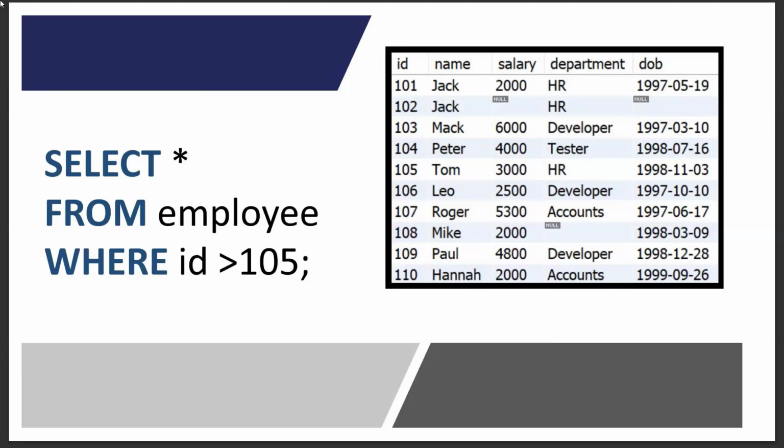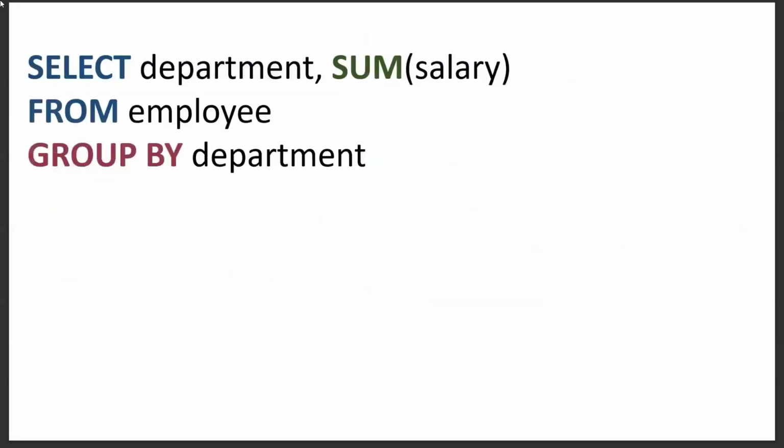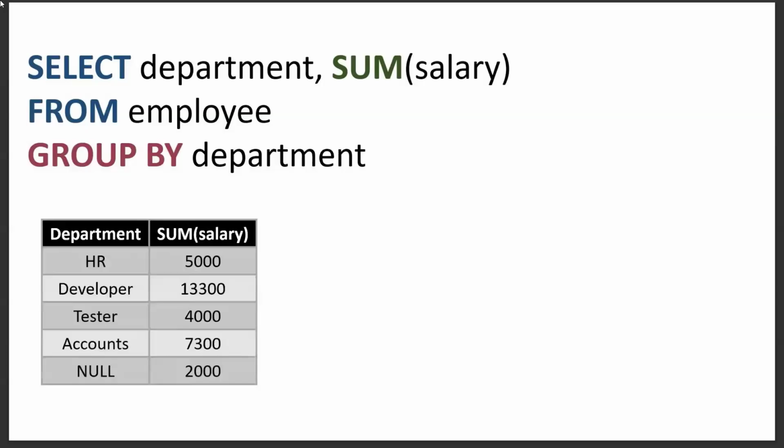This is row filtering. For row filtering, we'll be using the where clause. This is the filter we did. Now let's talk about another requirement. I was printing the sum of salaries department wise. This is the output: HR total salary 5,000, developer 13,000, tester 4,000. And yes, there are null departments also, that's why you can see a null department with sum 2,000.